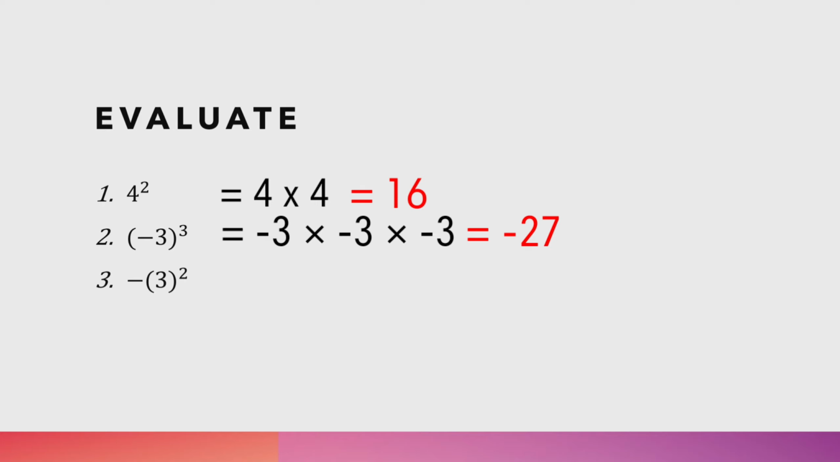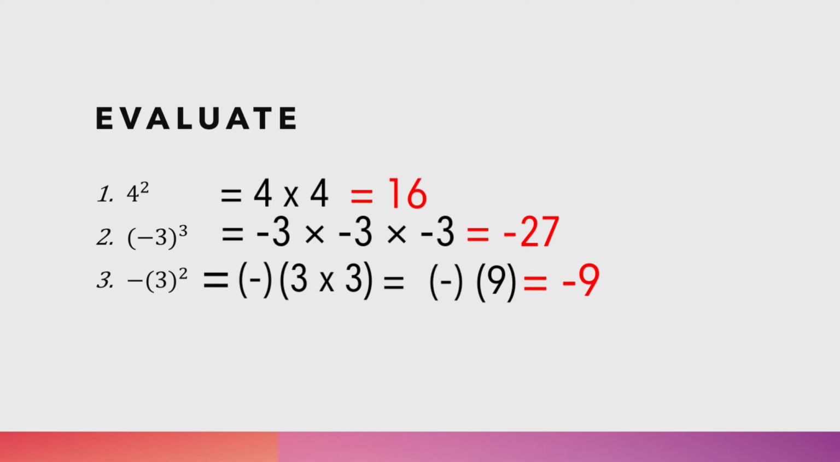Number 3, we have negative times the quantity of 3 squared. So here negative is not part of the base. So 3 squared can be written as 3 times 3, and 3 times 3 equals 9. Then after that, multiply that by the negative sign. So we have negative times 9, so the answer will be negative 9.